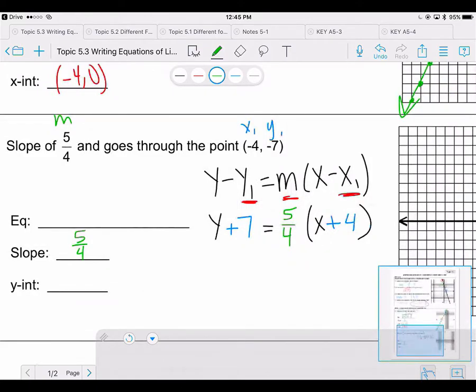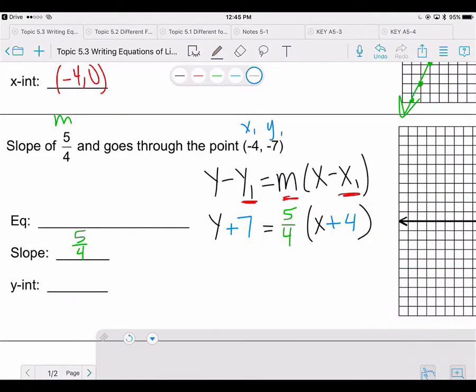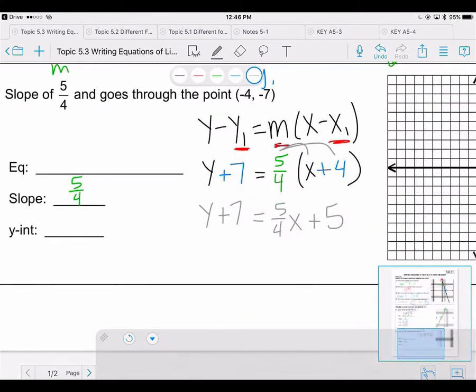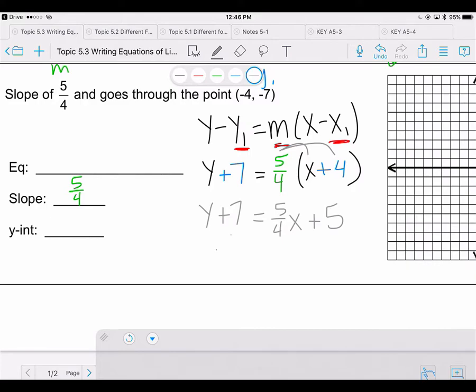Now you could use point slope and solve or convert. So 5/4 times x plus 5/4 times 4. And then subtract 7 from both sides. And y = 5/4 x - 2.